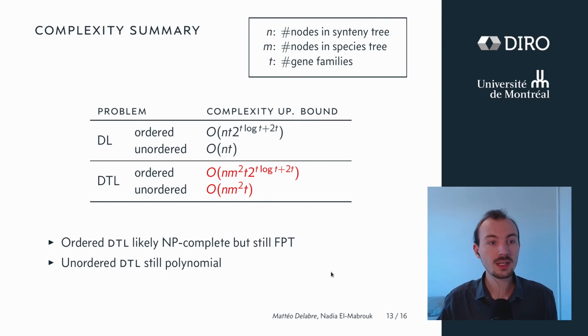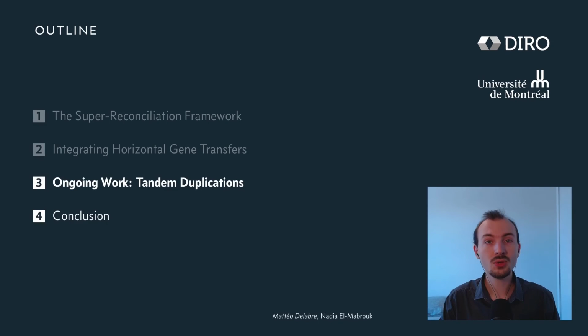If we compare the complexity of the DTL algorithms that we just described with the DL complexity, we see that they are quite similar. We just added a new term that is m squared. So although DTL is likely to be NP-complete in the ordered version, just like DL, it is still fixed parameter tractable with respect to the number of gene families. In the unordered case, it is still a polynomial algorithm, although a bit slower because we have to range over all possible species.